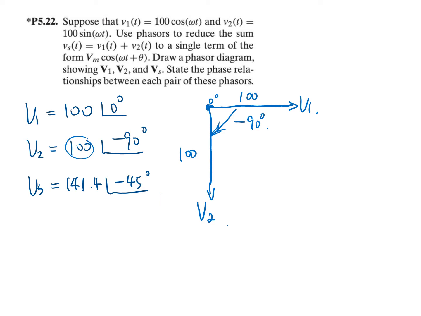Now let's draw Vs. Vs has an angle of negative 45 degrees. So this is negative 45 degrees, and this is 141.4 as R.